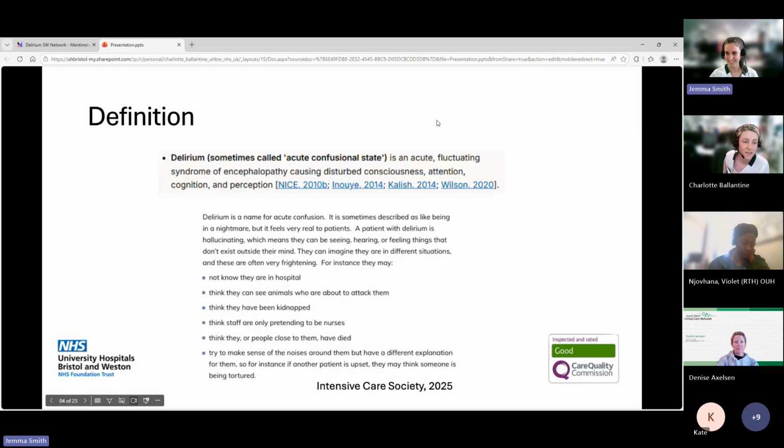There we go. So there's just a couple of formal definitions there of delirium, one from the NICE guidelines and one from the Intensive Care Society. Again, we're a room of OTs, so we're not going to explain what that is to you, but there's a couple of really nice definitions there, which is really helpful in your education with patients and their families.